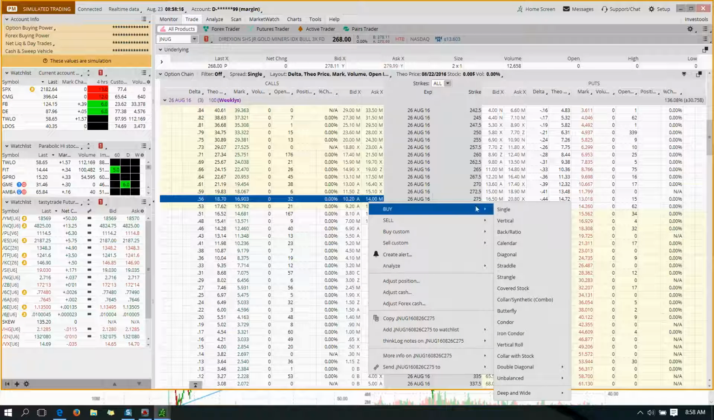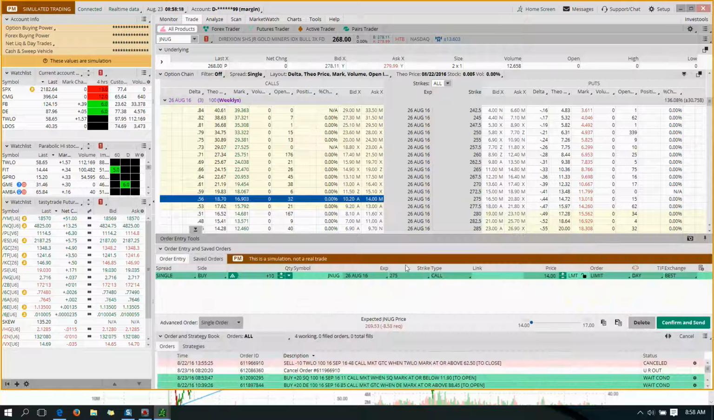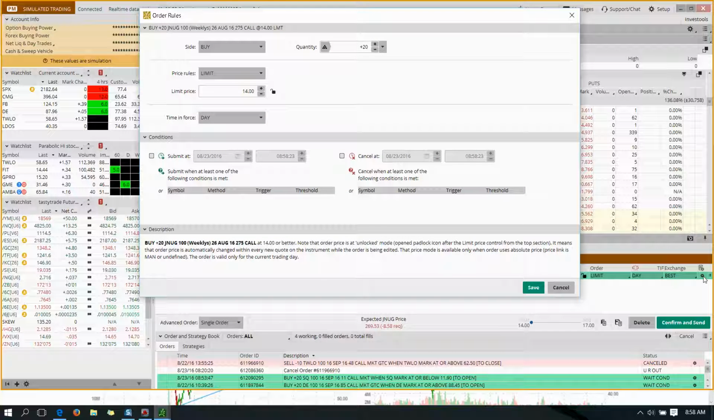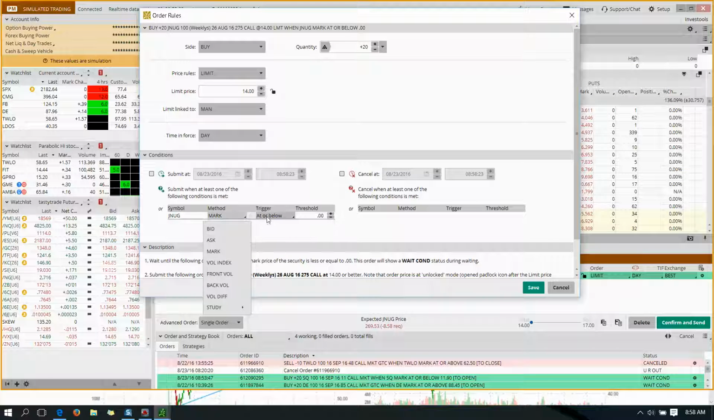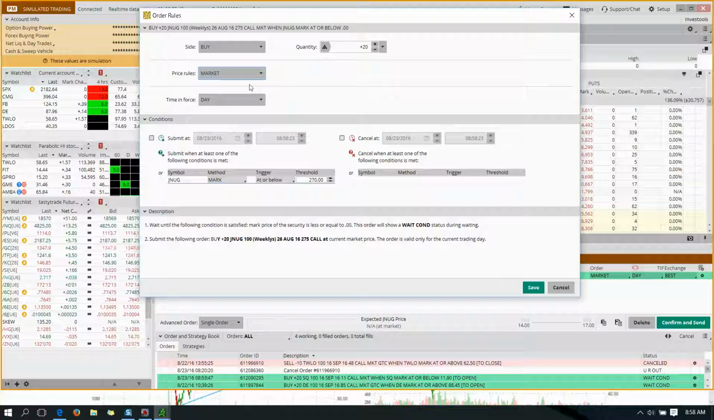So I want to buy 20 contracts, and watch how I do the order here. The first thing I want to do is make sure it comes down. If anything at market, anything below 270, then I want to make sure I get that, and I want that to be a market order.